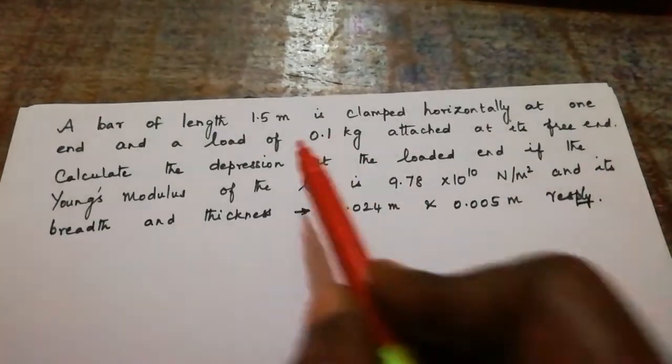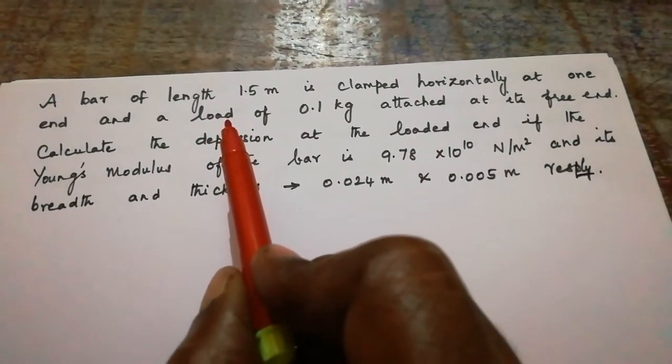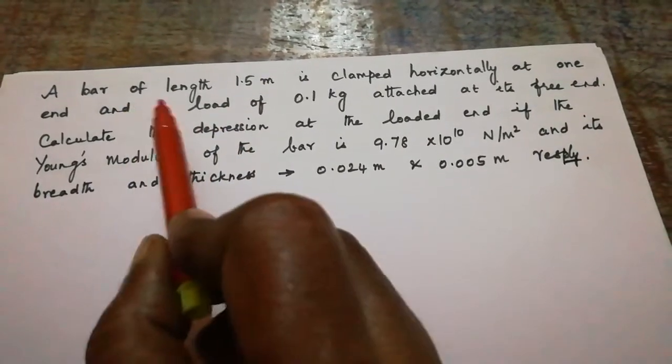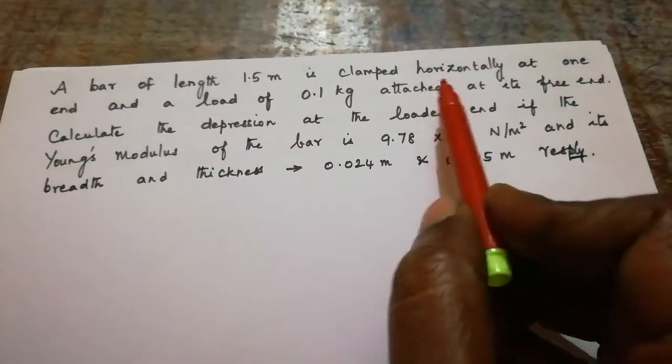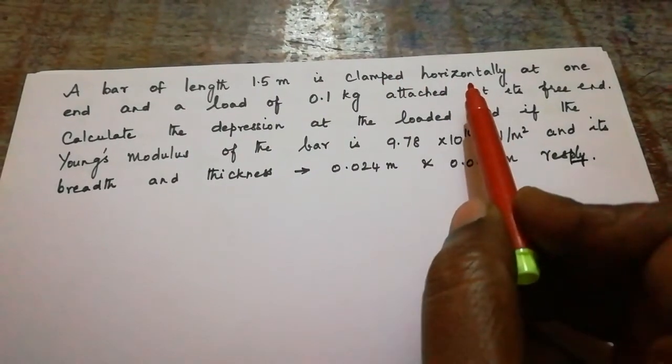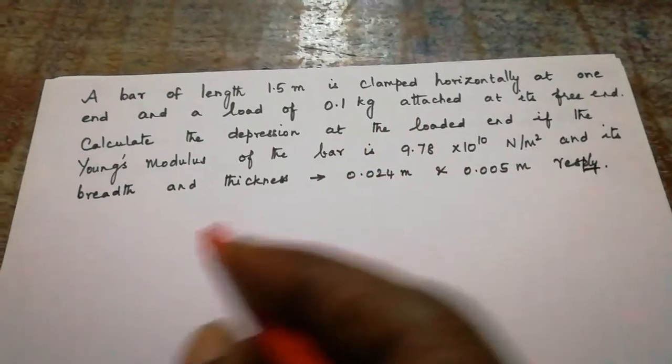So from this problem, we can identify that it is about a cantilever. A beam or a bar of a particular length is fixed at one end, clamped at one end, and loaded at the free end. So it is a cantilever problem.